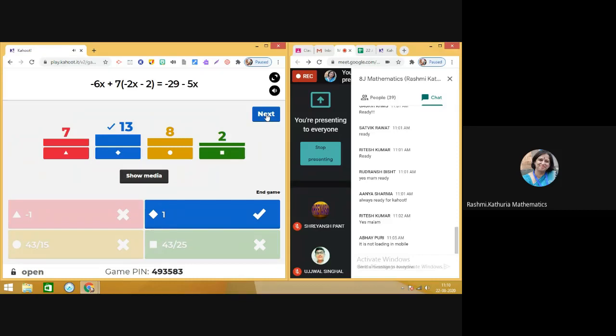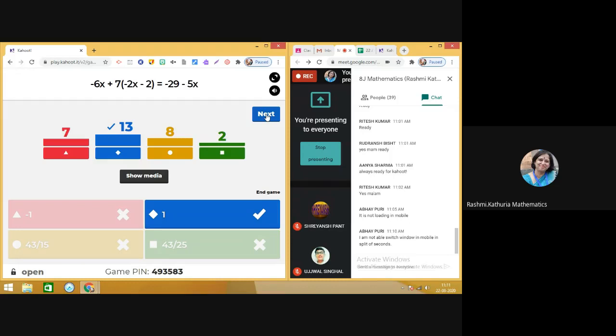Only 13 students are able to do it correctly. So let me discuss this question with all of you. You must have your pen and paper. So it is minus 6x plus, you have to multiply 7 with the binomial minus 2x minus 2. When you simplify the left hand side, you get minus 6x minus 14x minus 14 is equal to, and on the right-hand side, you have minus 29 minus 5x. Simplify it further. Minus 6x minus 14x, that means minus 20x. So the second step is minus 20x plus 14. Minus 14 is equal to minus 29 minus 5x. When you simplify this, you get minus 15x is equal to minus 15. That means x should be equal to 1. So for this question, x is equal to 1 is the correct answer.